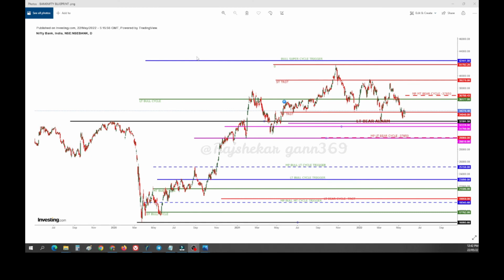Take the screenshot of both Nifty and Bank Nifty and keep it with you. This will be the blueprint for 2022. And the weekly view, I'll be covering it with a little more detail.